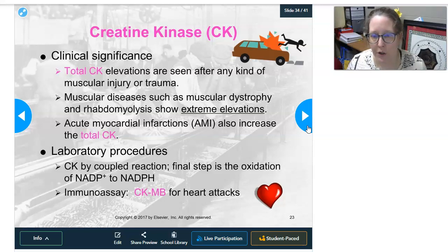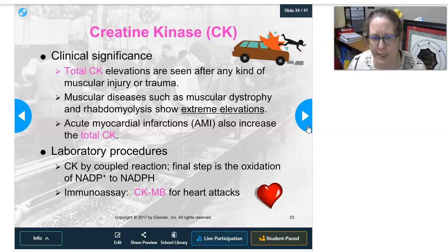An acute myocardial infarction will also increase your total CK, because the heart is a muscle. Therefore, the heart has CK. If you have a heart attack or a myocardial infarction, it's going to damage the heart, and therefore it's going to cause damaged heart muscle to release the CK that was contained within.